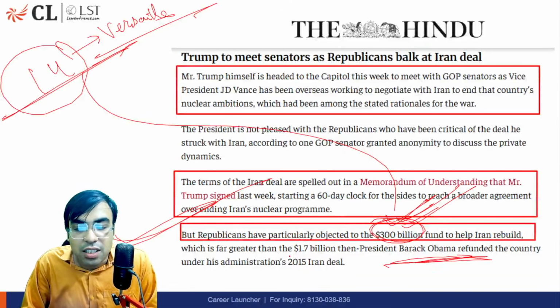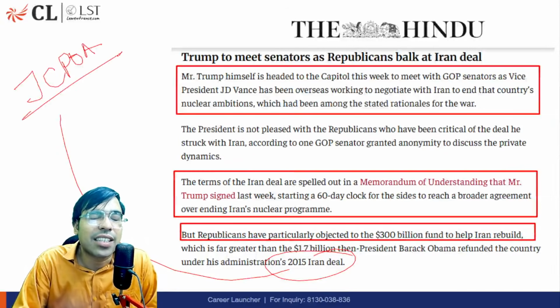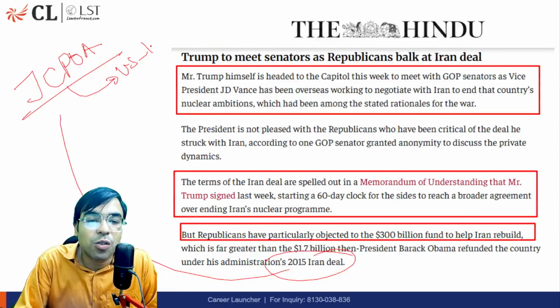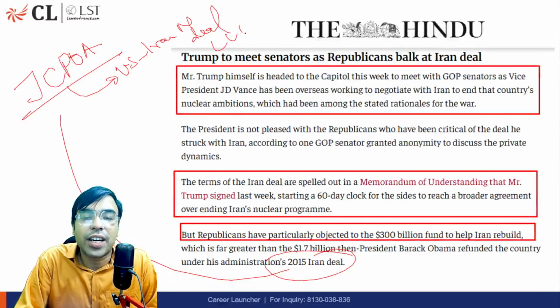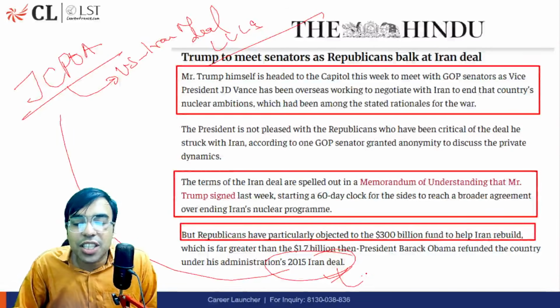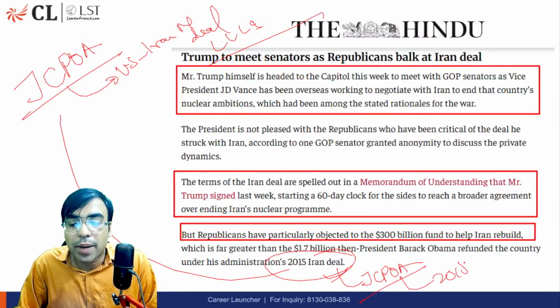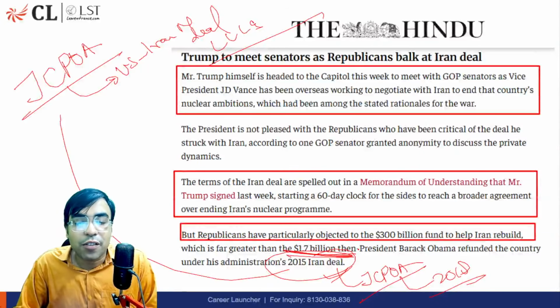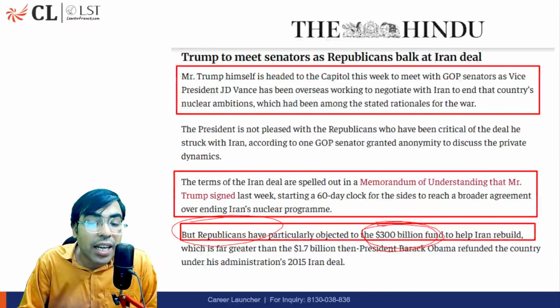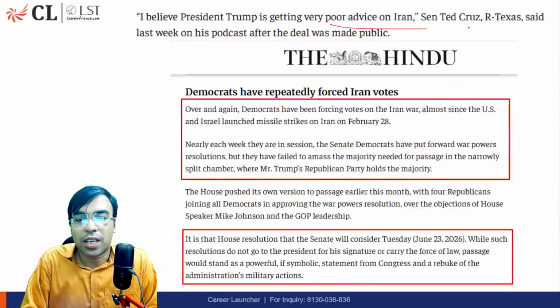During the Barack Obama days, a $1.7 billion deal was done when the 2015 Iran deal was made. That is what I'm talking about: the Joint Comprehensive Plan of Action, which was later cancelled by Donald Trump. You should search for US-Iran nuclear deal, Career Launcher Law Intense, and you will get a video. So when the JCPOA was done during Barack Obama's days, it was later cancelled in 2018 by Donald Trump. At that time, the amount supposed to be given to Iran was $1.7 billion. But now they are talking about $300 billion. That's why Republicans, their own party members, are not happy in this case.